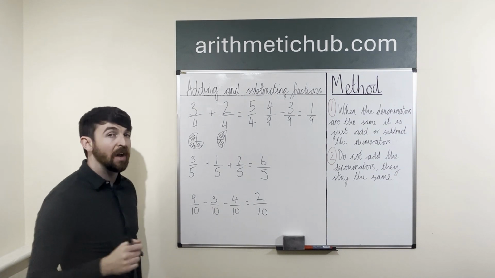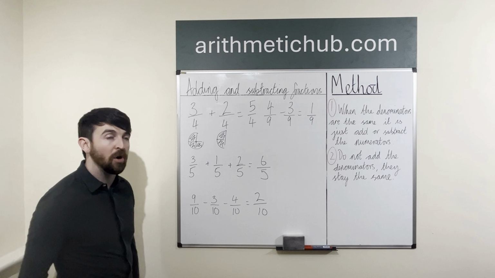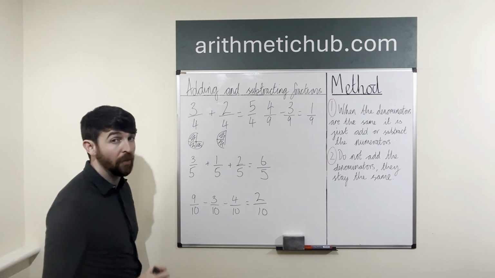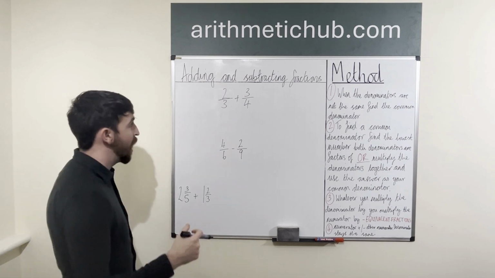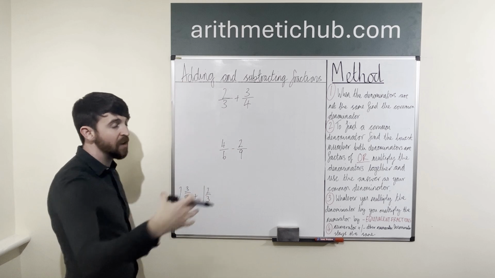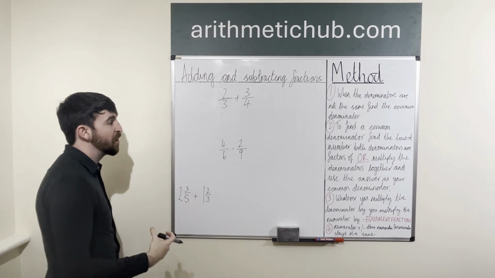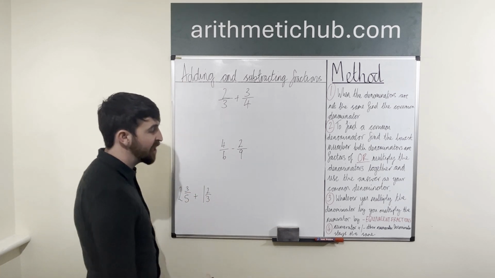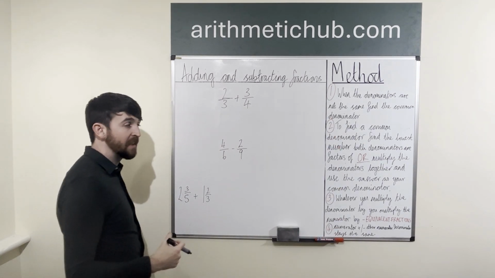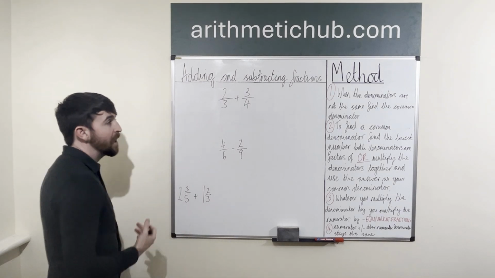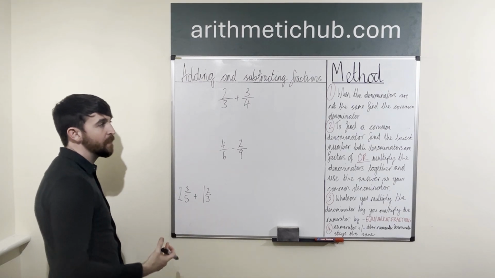Now we're going to have a look at what this looks like when it's a little more complicated, when the denominators aren't the same. We're still adding and subtracting fractions, but now we've got different denominators. As you can see, it's a far more complicated method when the denominators are different. Let's go through the method first.